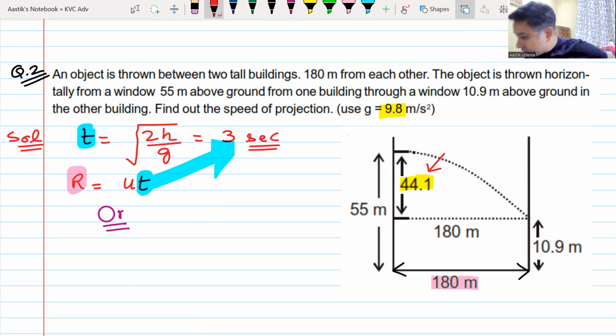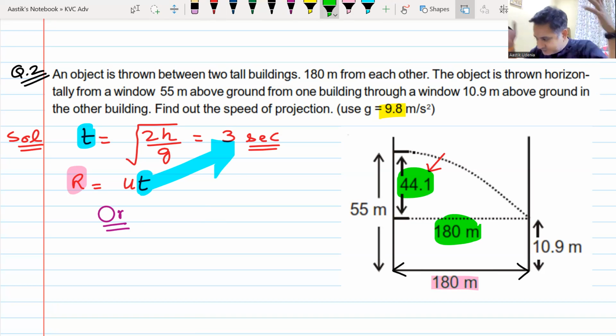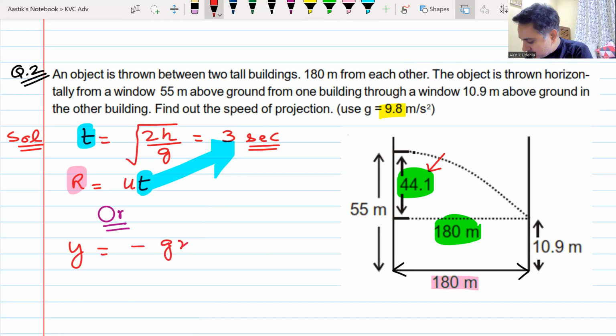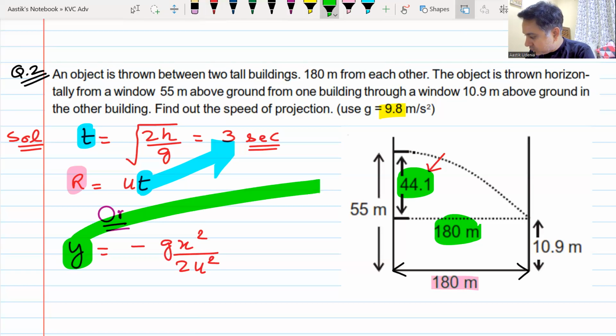You could also use our old friend, the equation of trajectory. Wherever you see x and y, think about the equation of trajectory. y equals minus g x squared by 2 u squared. This is wonderful because everything looks so good. What is the value of y? Remember, it is minus 44.1 because it is down.